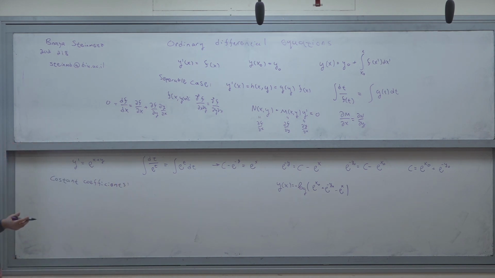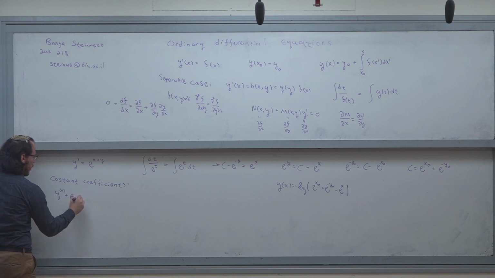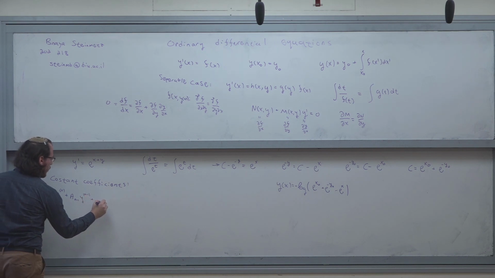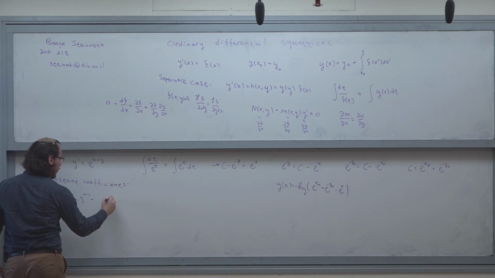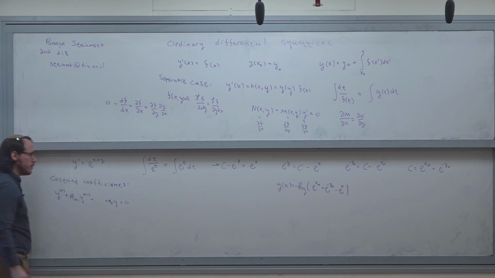So this is an equation of the form: the nth derivative plus a coefficient times the (n minus 1)th derivative, and so on, until y. How will we solve that? Pretty easy, no?